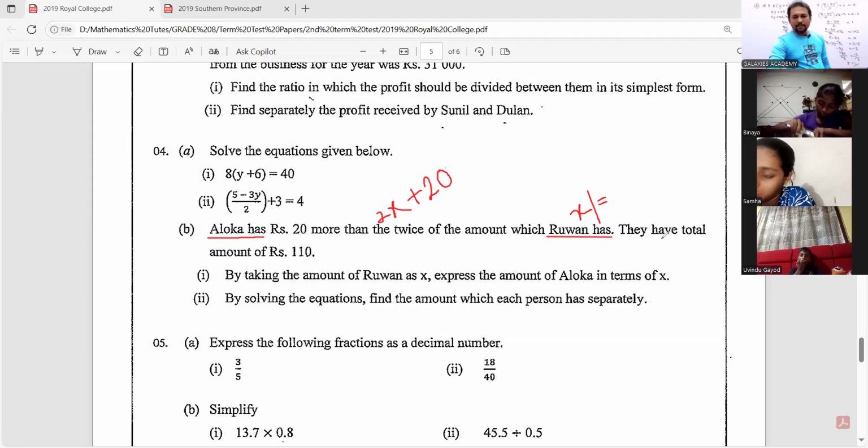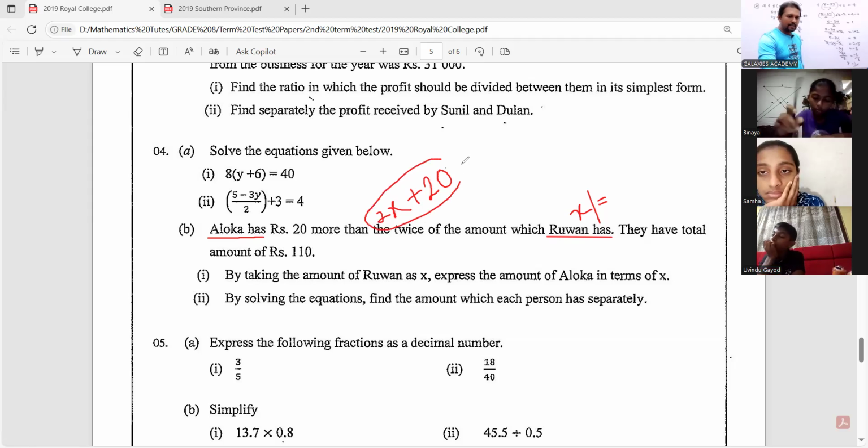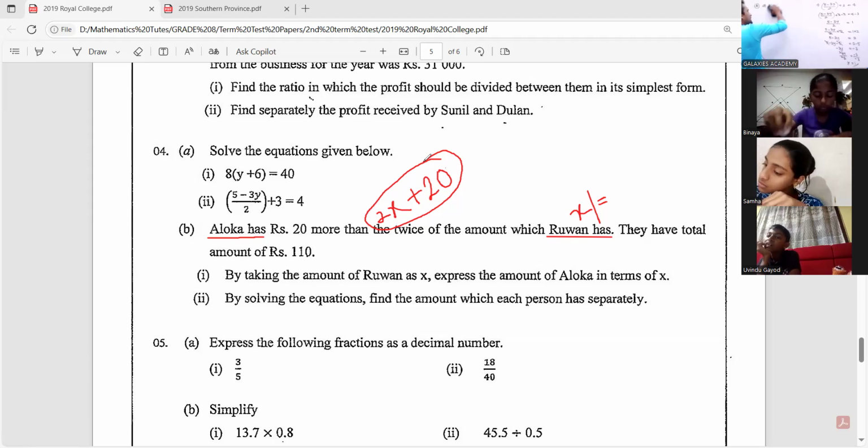Then another one is given, they have a total amount of 110 rupees. That means the addition of these two amounts should be 110 rupees. Right? In the first part you have to write, express the amount of Aloka in terms of x. Right, this is the amount he has. So the first part answer is 2x plus 20 rupees.